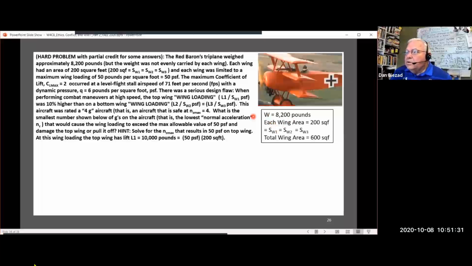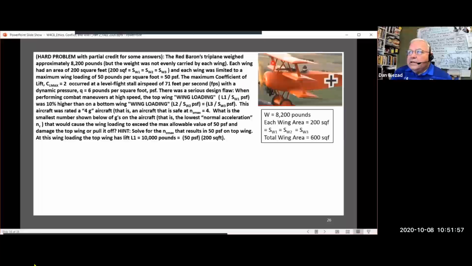All right, so we're going to say the airplane weighs 8,200 pounds. That's the weight of the aircraft. And we're going to say each of the wings is 200 square feet. So I've got 200, 200, 200. The total wing area is going to be 600 square feet for each of 3 wings. And we know the top wing is going to carry, I just said, 10% more. Just to show you how you would set up this problem.